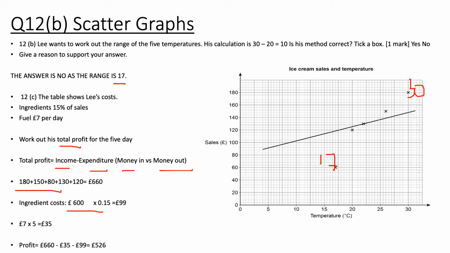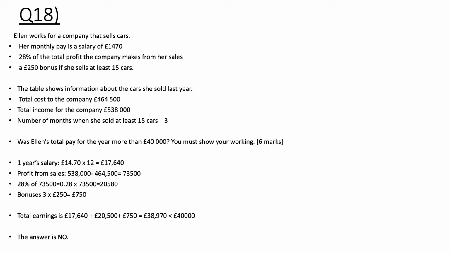Okay, ingredients. So that is a cost. Okay, so that's money out. And then that's also money out. Okay, 7 times 5 because it's fuel per day, so it's 5 days. 35. Total profit is £526. So that is my answer for there, guys.